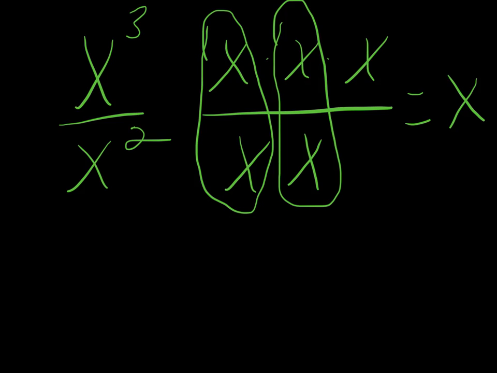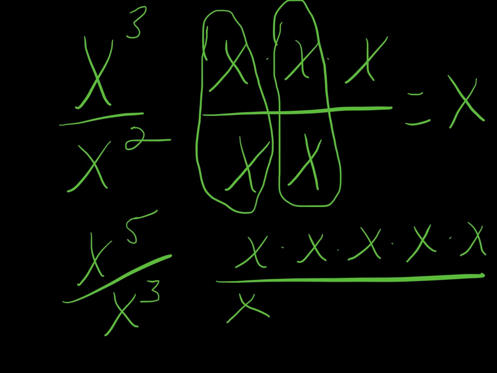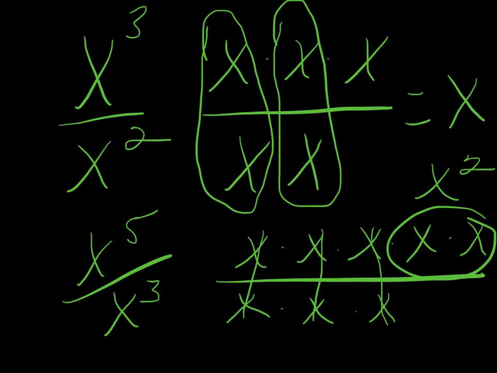Okay, let's look at one more. Let's take x to the 5th power over x to the 3rd power. X to the 5th power is the same as x times x times x times x times x over x to the 3rd power, which is the same as x times x times x. And again, you can circle the pairs or you can just simply draw a line through them if you want to save time. So what we're left with is x to the 2nd power.